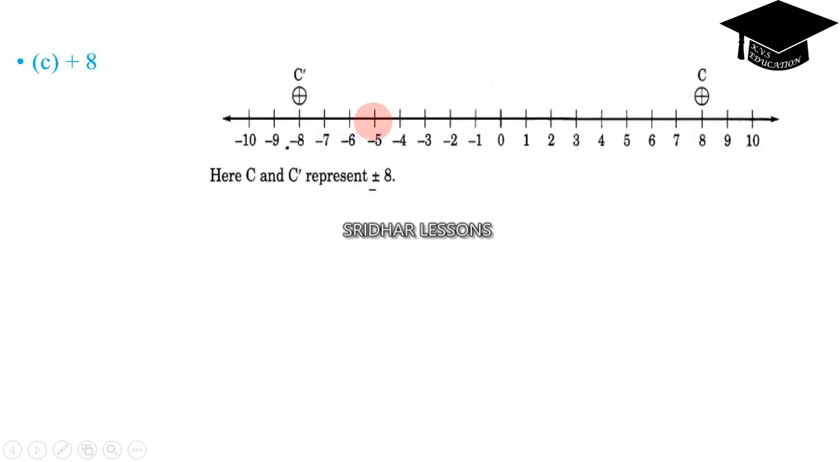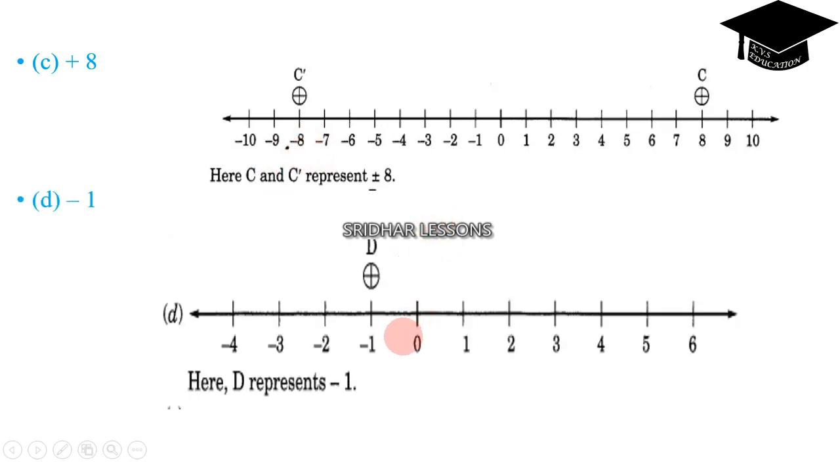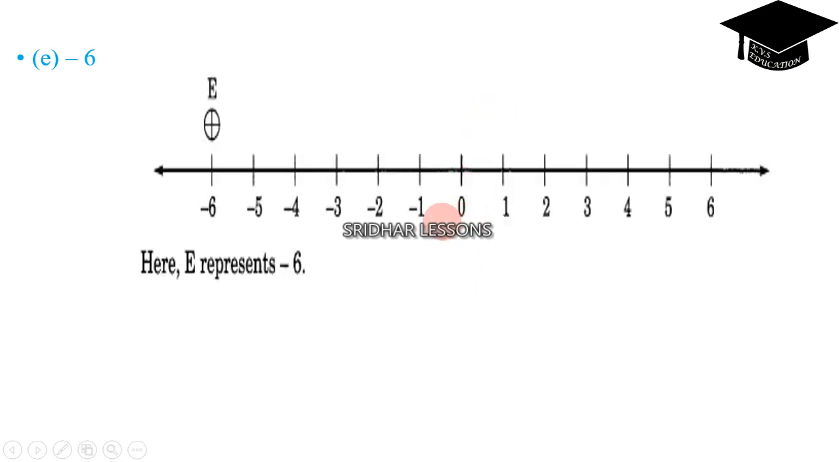+8. Tell me, it is positive side. If you want negative, it is left side, negative direction. -1. See here, left side to the origin. Here it is one position moved. -6. So from the origin, 6 positions we have to move to the left side. This represents -6.